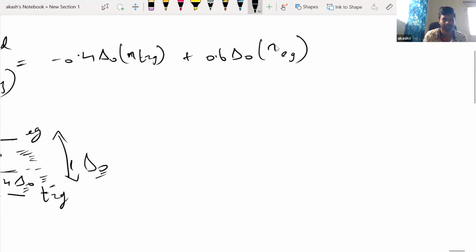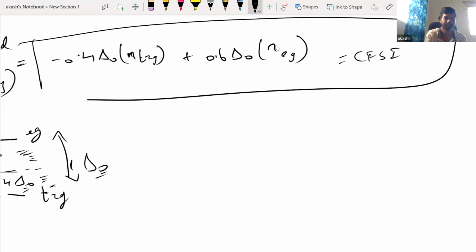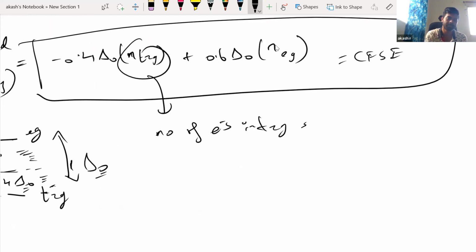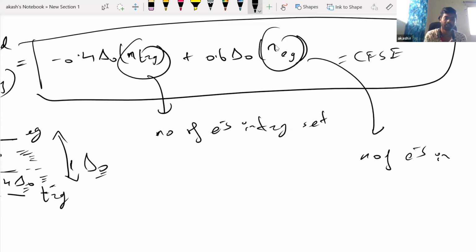You can even write it here. This is equal to your CFSE. And what is this? NT2G is the number of electrons in the T2G set, and NEG is the number of electrons in the EG set. We will do a lot of problems on this. Don't worry about this.